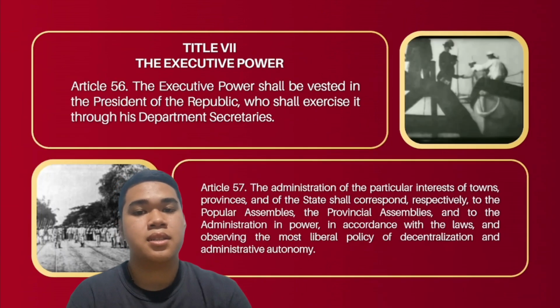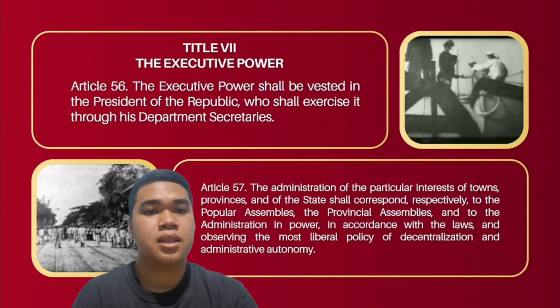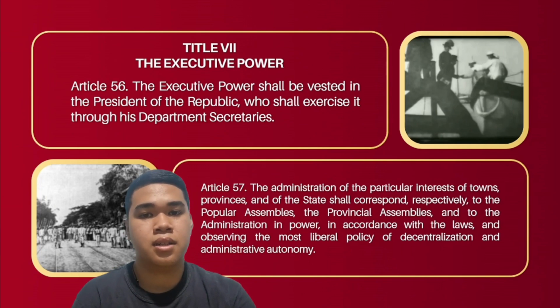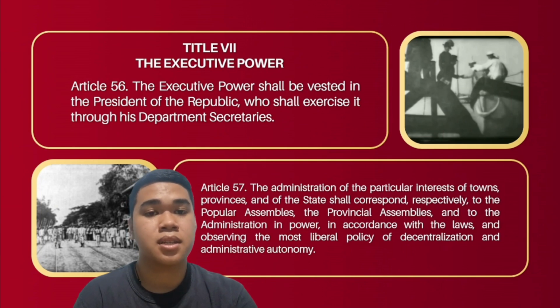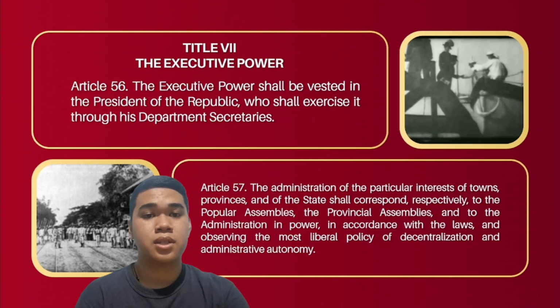The next title is Title 7, the Executive Power. This title has two articles. The first one is Article 56. It explains that although the President is the principal executive power holder, the department secretaries are responsible for the day-to-day management and exercise of this authority.